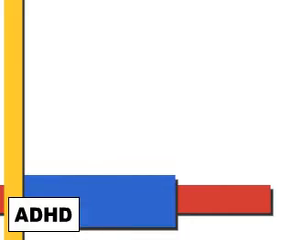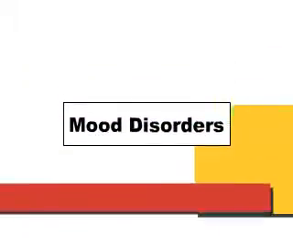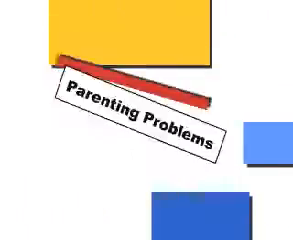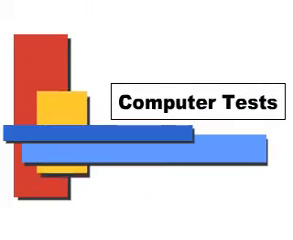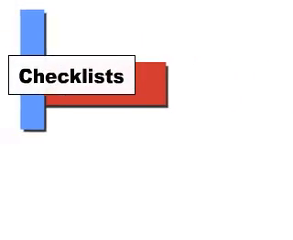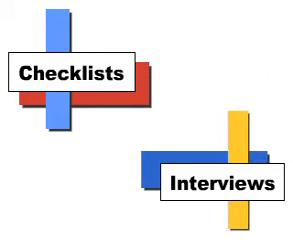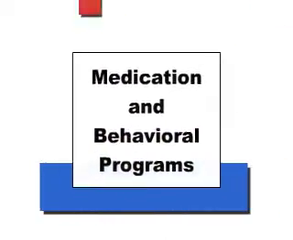ADHD can be easily mistaken for other problems like learning disabilities, unidentified mood disorders, or parenting problems. A subjective diagnosis can be made by a qualified professional using a variety of tests, including computerized tests of attention, parent and teacher behavioral checklists, interviews of parent and child, and other tests. ADHD is commonly treated with medication, and medication used in conjunction with educational support and behavioral shaping programs.